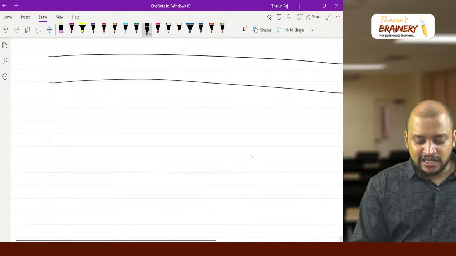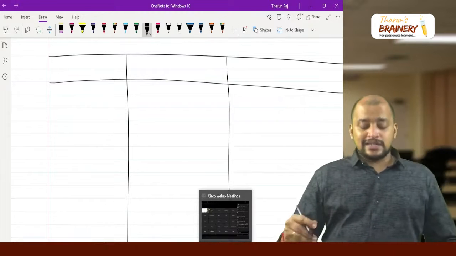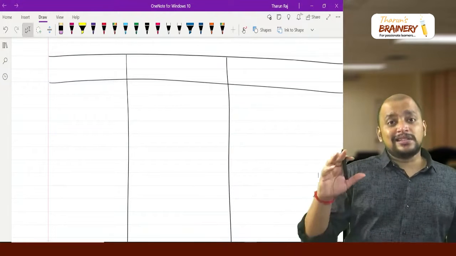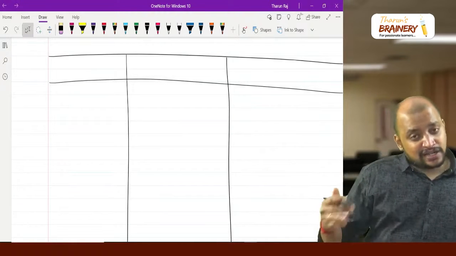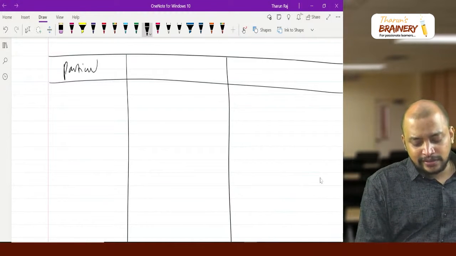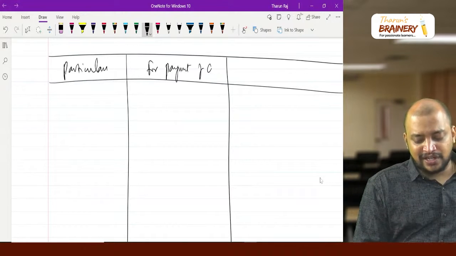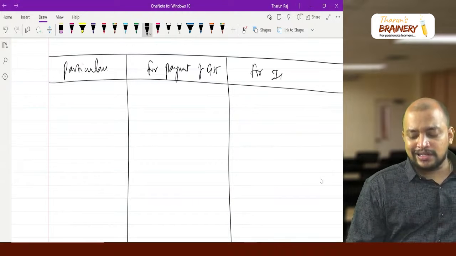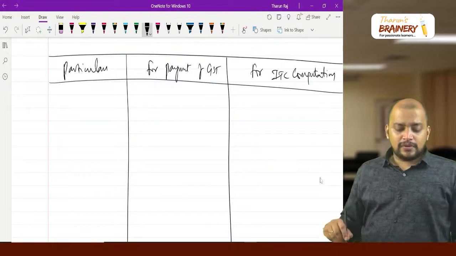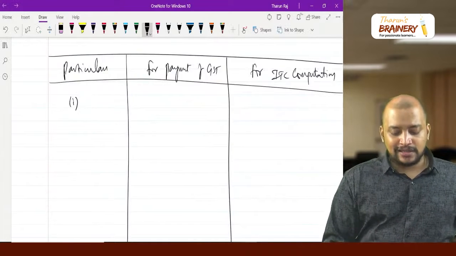For payment of GST, first, what is the activity given in the question? If it is taxable, we will write down the liability. And for availment of ITC, that is for ITC computation. So the columns are: particulars, for payment of GST, and for ITC computation. Now, in the particulars, the first transaction: turnover of M, 14 lakhs, taxable.